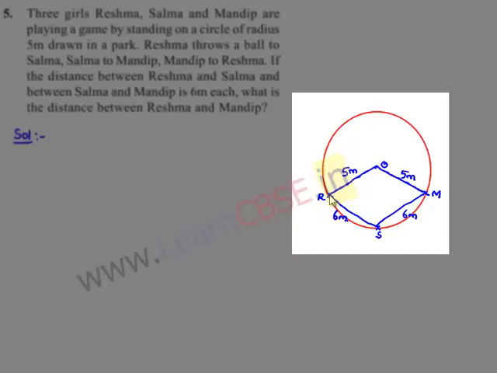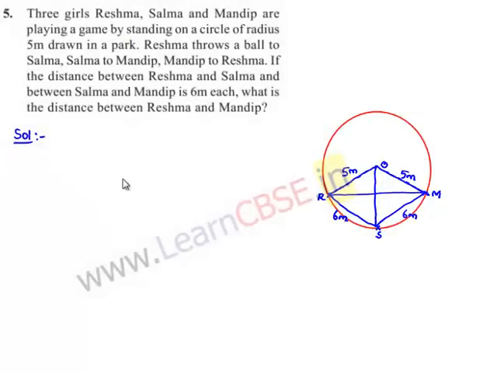Now let us join MR and also OS. So here we need to join MR and OS. Let the point of intersection be some P.